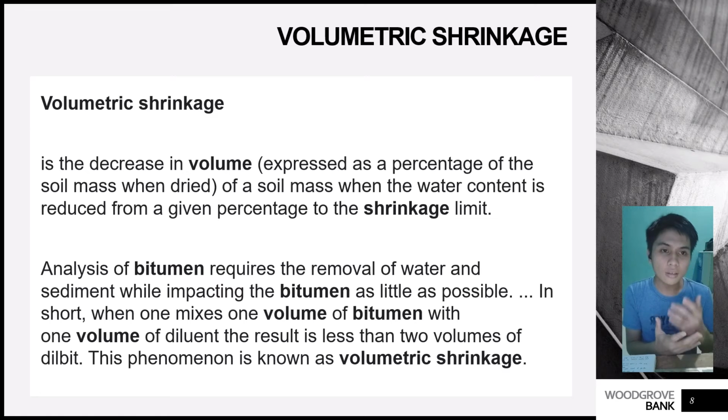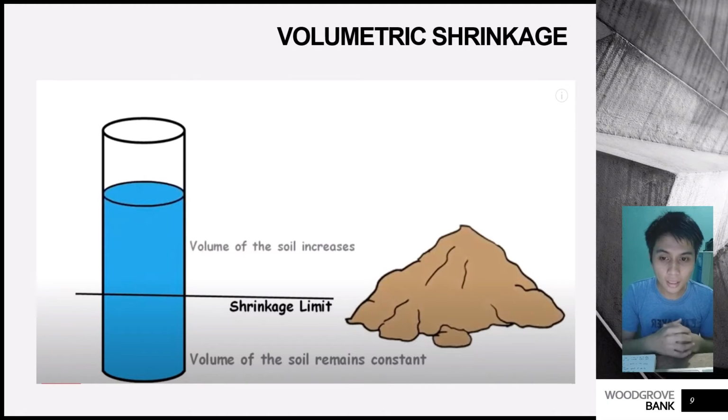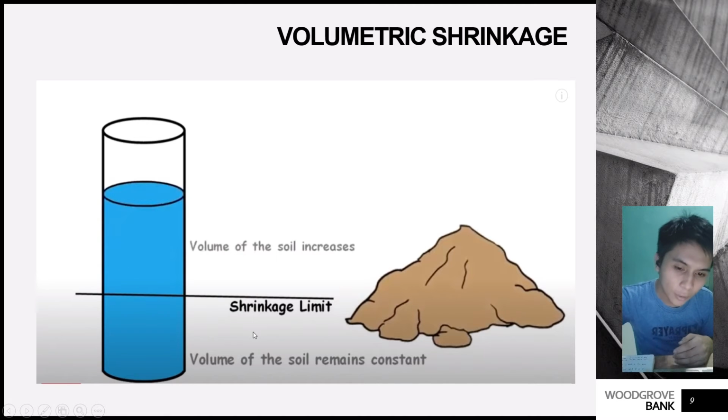It has a shrinkage limit, which means that it should not go over the shrinkage limit, and also it should not be lower than the shrinkage limit. In this volumetric shrinkage, we have this illustration to determine or define the idea of volumetric shrinkage. As you can see, before the shrinkage limit in this line, the volume of the soil remains constant.